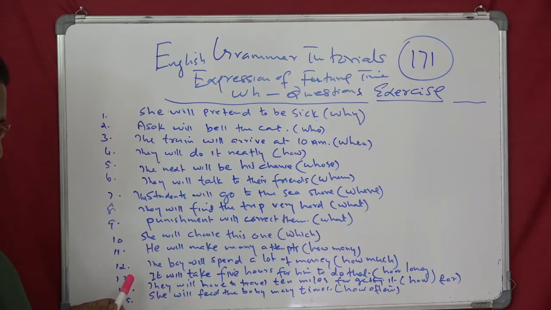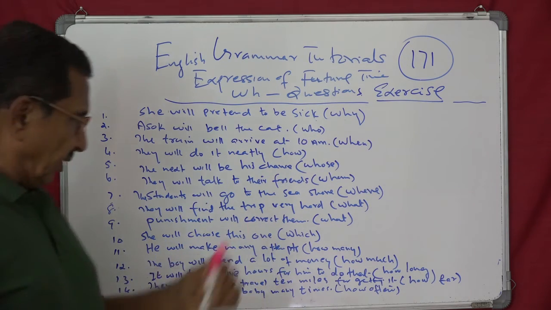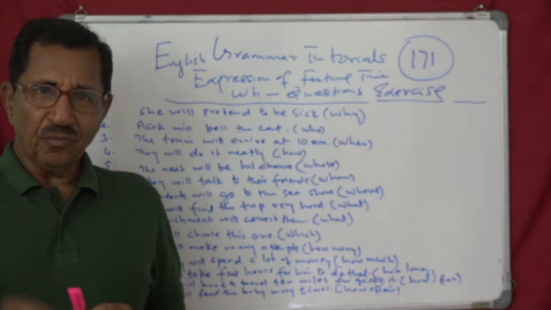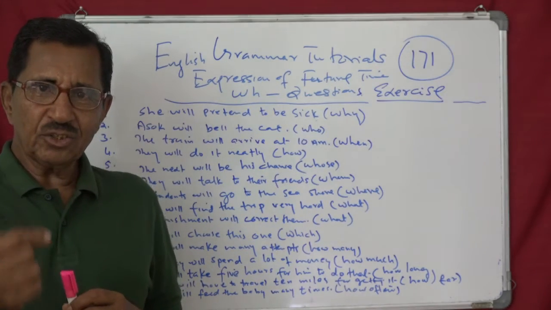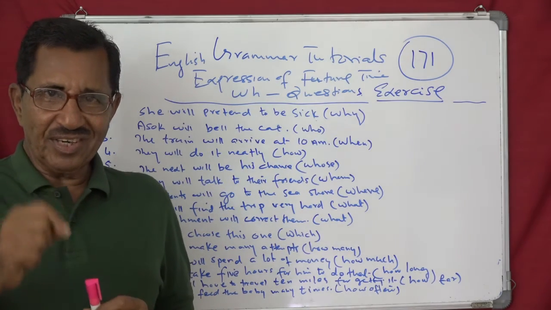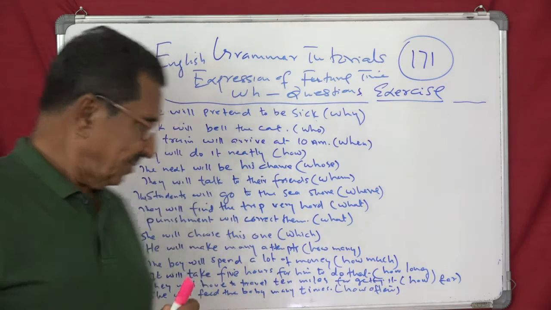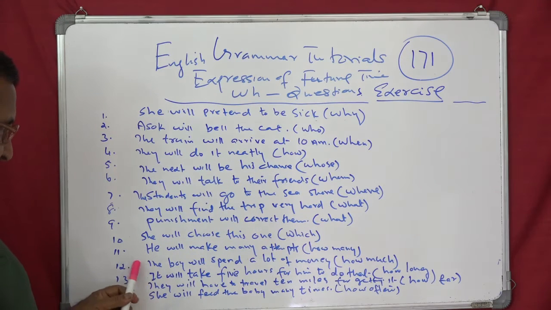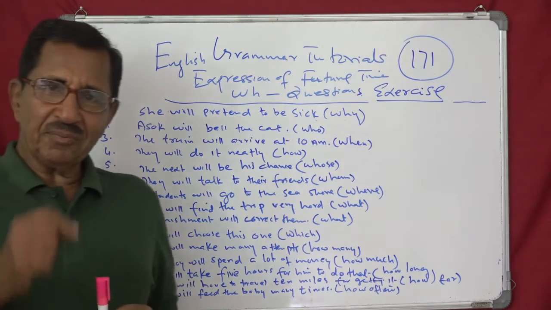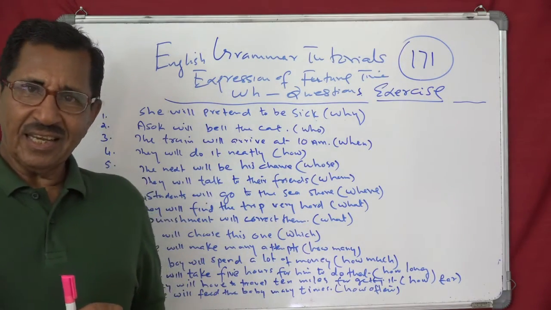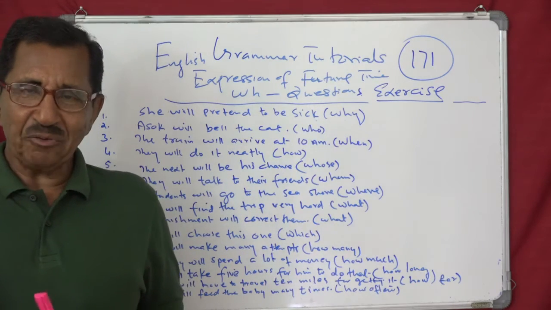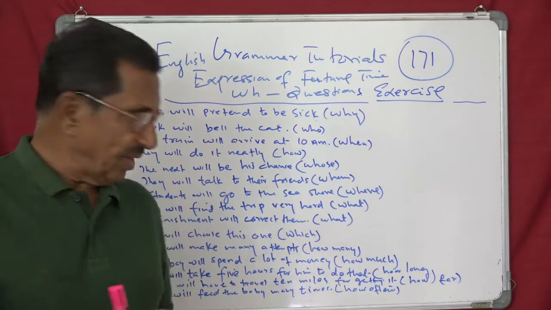Alright, next. She will choose this one. Will she choose this one? Which one will she choose? The answer is this. Okay. He will make many attempts. Will he make many attempts? Then, how many attempts will he make?